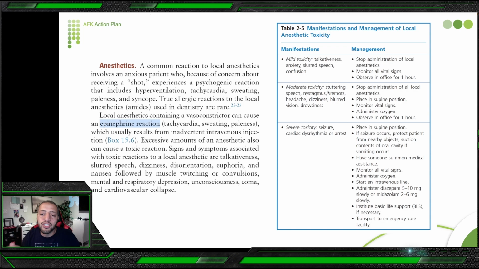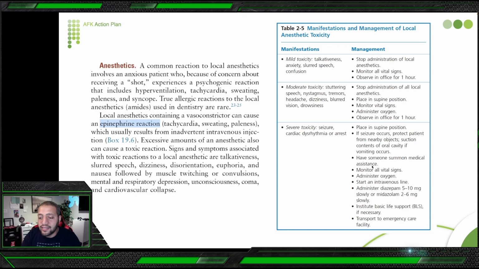Moderate toxicity: when your patient gives more alarming signs like slurred speech, like he cannot speak, nystagmus, tremors, headache, dizziness, blurred vision, or drowsiness. Now it's getting more serious. You place your patient in supine position, monitor vital signs, give him oxygen, and observe in your office for 1 hour. But sadly, if it's not your day, your patient gets seizure, cardiac arrhythmia, or arrest. So you place your patient in supine position. If seizure occurs, you protect your patient from nearby objects, and then suction the content of the oral cavity to make sure he's not aspirating anything.